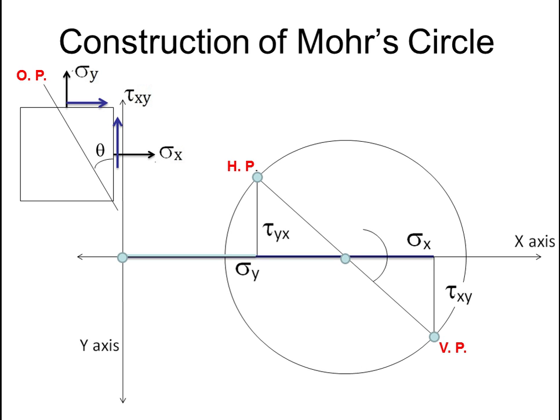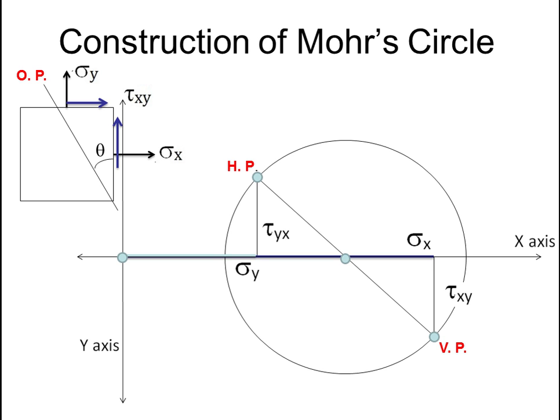Now we will represent the oblique plane. This oblique plane is at an angle theta degree from the vertical plane. So here we will mark one point. In the question figure, which contains the horizontal plane and vertical plane, they are 90 degrees to each other. So in the Mohr circle, the angle between the horizontal plane and vertical plane is 180 degrees.